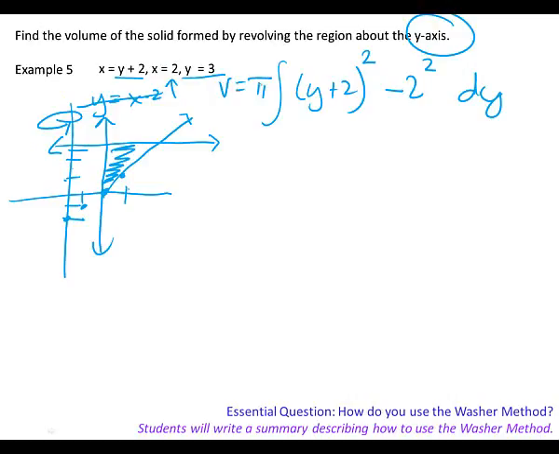Pi. I got too into making sure I was drawing everything. The good news is we're going in the y direction, right? What are the limits? 0 to what? Good. 0 to 3, so I didn't have to think about that or calculate that. All right, let's do some foiling.